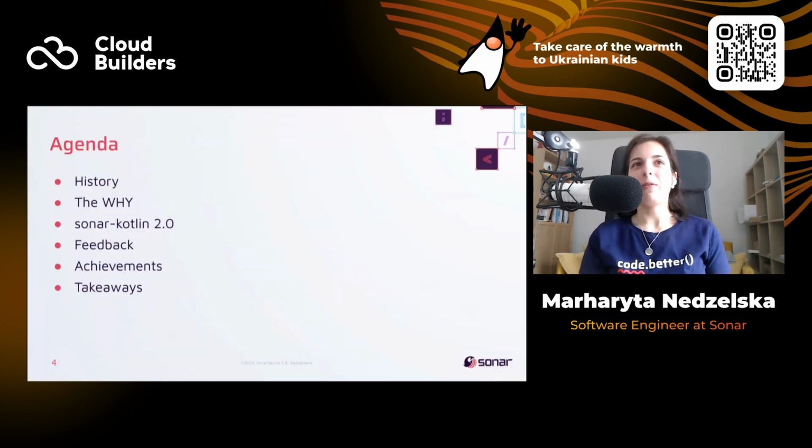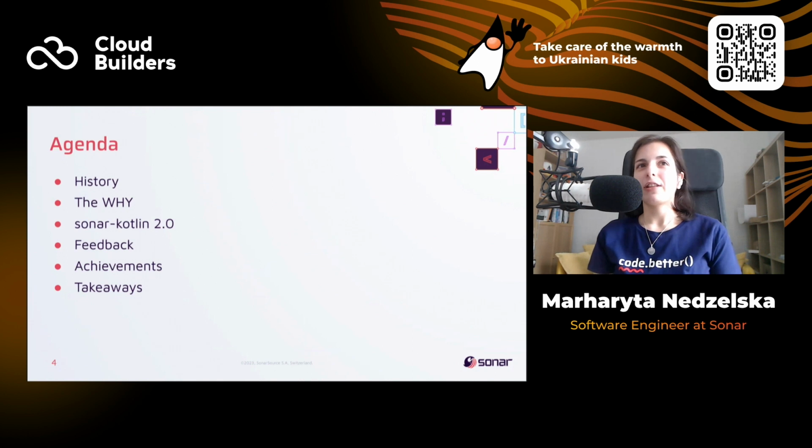Let's start. What are we going to talk about today? Today I'll show a little bit about the history of static analysis in our company. Then we'll talk about the why, what was wrong with Kotlin, and why we needed sort of a Sonar Kotlin 2.0. Then we'll talk about the feedback that we received after the first releases, and a little bit about achievements and the takeaways.